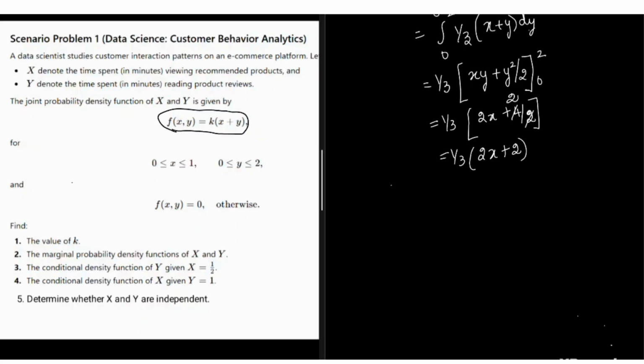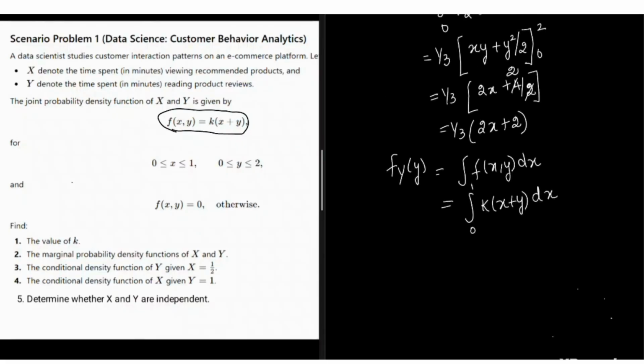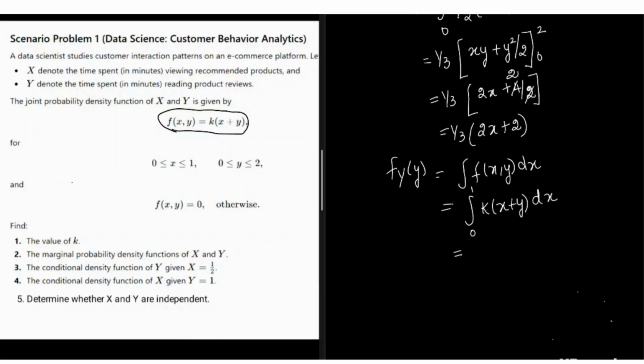Okay, so next one, probability density function of y. So when you're finding y, you have to integrate your f of x comma y with respect to x. So your x limit varies from 0 to 1. So it is k into x plus y into dx, where your limit varies from 0 to 1. So k value is nothing but 1 by 3. It is a constant, it can be taken outside. Integral of x is nothing but x square by 2, and for y it is x into y.